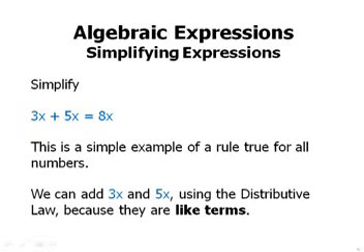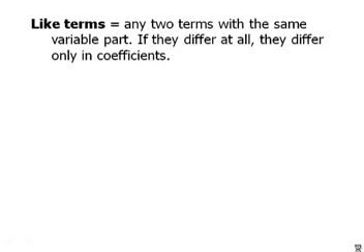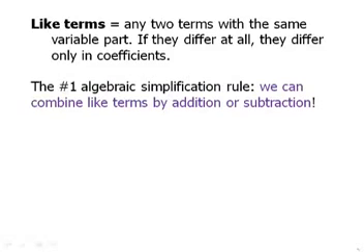Now, what do we mean by like terms? Like terms are any two terms with the same variable part. If they differ at all, they differ only in coefficients. The number one algebraic simplification rule: we can combine like terms by addition or subtraction. And in essence, we're just adding or subtracting the coefficients.